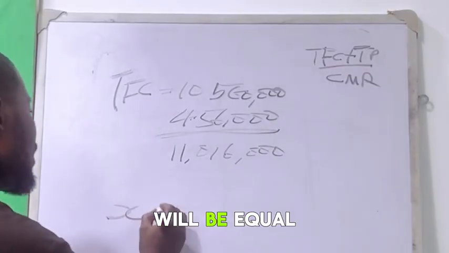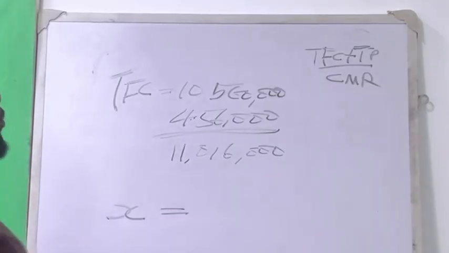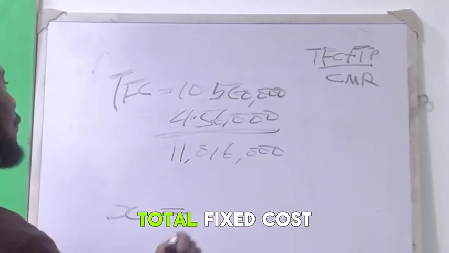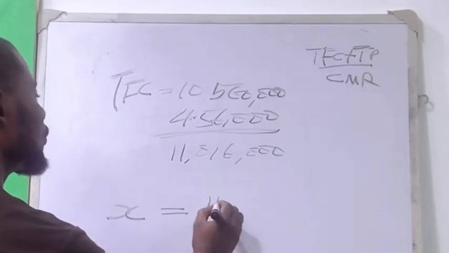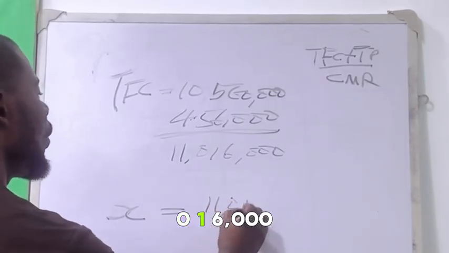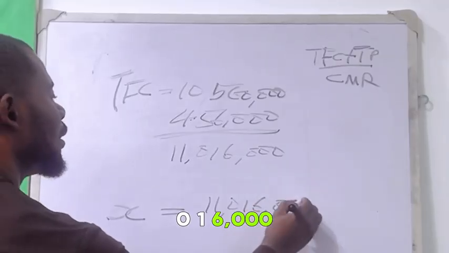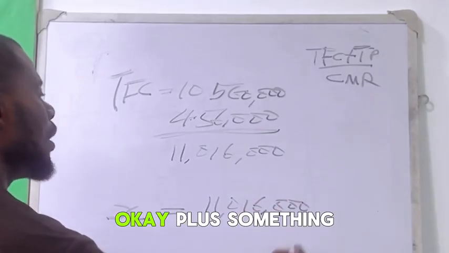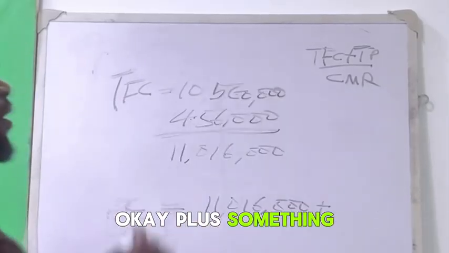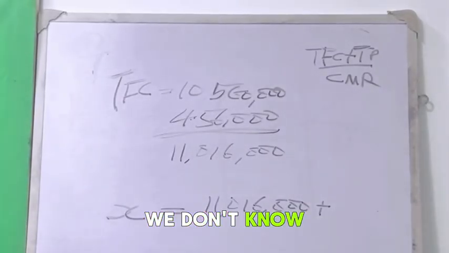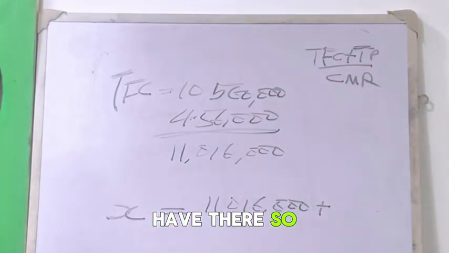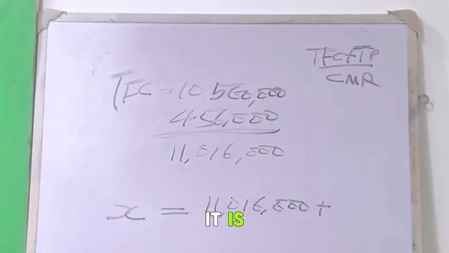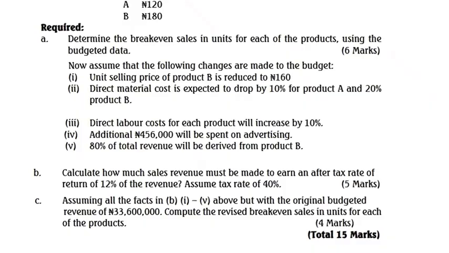So X now will be equal to what? It will be our total fixed cost, which is 11,016,000, plus something. Target profit, we don't know, but there's something we have there. So they said to make, to earn an after-tax rate of return of 12%.